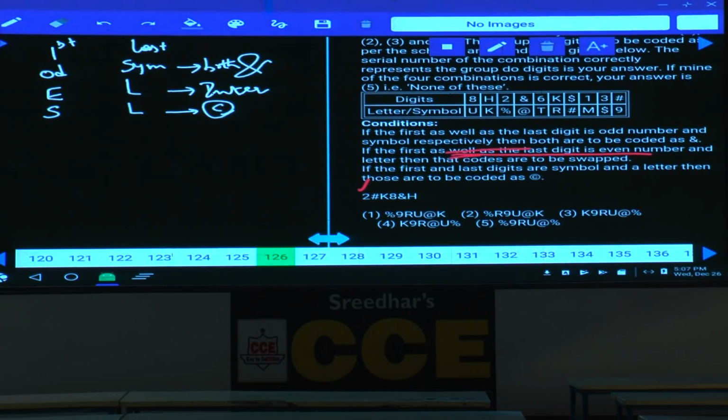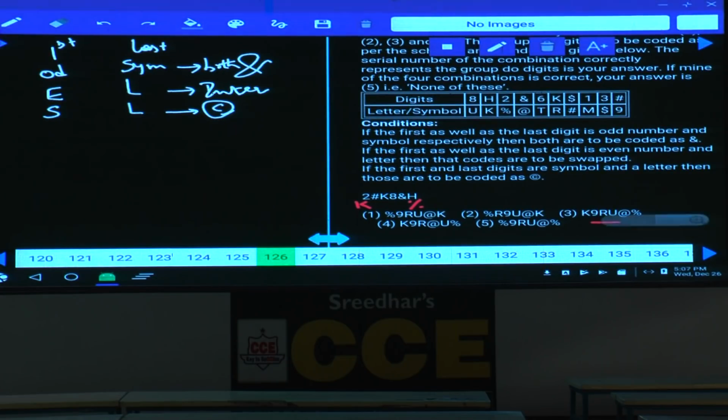Then interchange the codes. Then what is the code for this word 2? The code for the word 2 is percentage, and these two must be interchanged. The code for the word H must be percentage now, and to this H, K. Now this K and percentage should be interchanged, and all the remaining as it is.